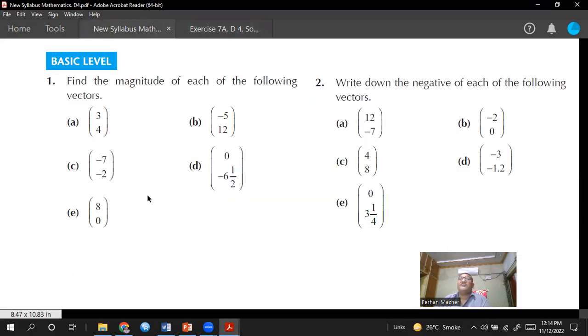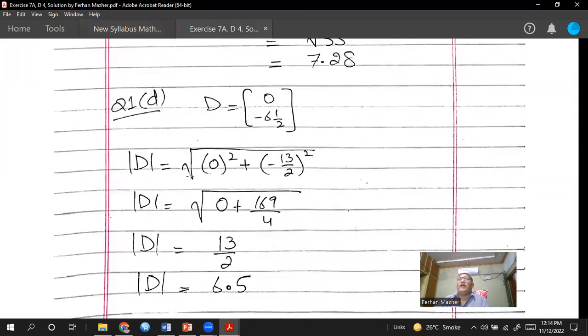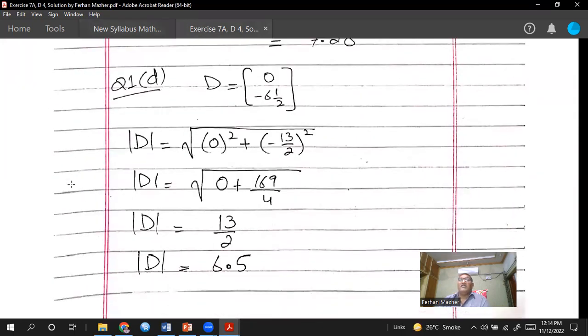Okay, so the D part is 0 and minus 13 by 2. So the square of 0 and the square of minus 13 by 2. That will be 0 plus 169 by 4, and square root of it. The square root of 169 is 13 and square root of 4 is 2. So it will be 13 by 2, which will be 6.5.